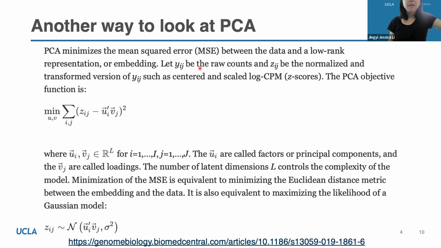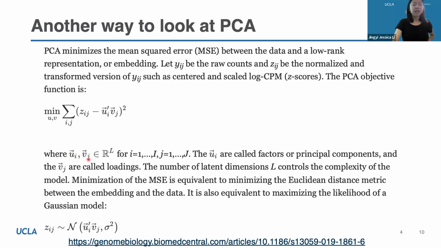Let Yij be the raw count and Zij be the normalized and transformed version of Yij. So this is like what Seurat uses, such as centered and scaled log CPM, right? It's just like now Seurat changes to log CP10K, but otherwise it's the same thing, Z-score. The PCA objective function is this. It tries to find the Ui vector and Vj vector. So Ui and Vj are both L dimensional. So L here is the number of PCs. Previously, I called this K, but here the author used L. And Ui is what? Ui is the PC scores of cell i.